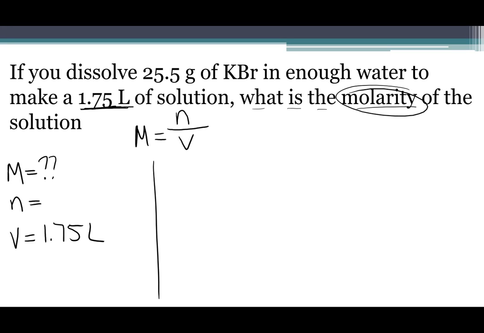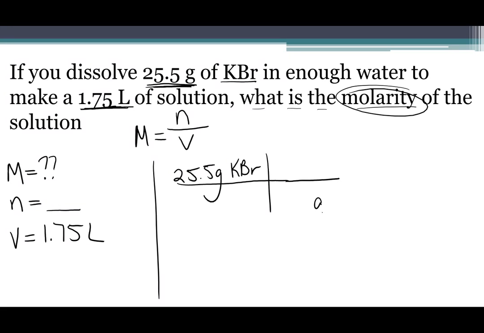By now. So the first thing we're going to have to do is a unit conversion from grams of KBr to moles of KBr, because that's what I need for my formula. So I'm going to take 25.5 grams of KBr, set up my train tracks. Grams goes on the bottom or diagonal because that's what I'm getting rid of. And my formula needs moles of KBr, so that's my destination. That goes on the top.